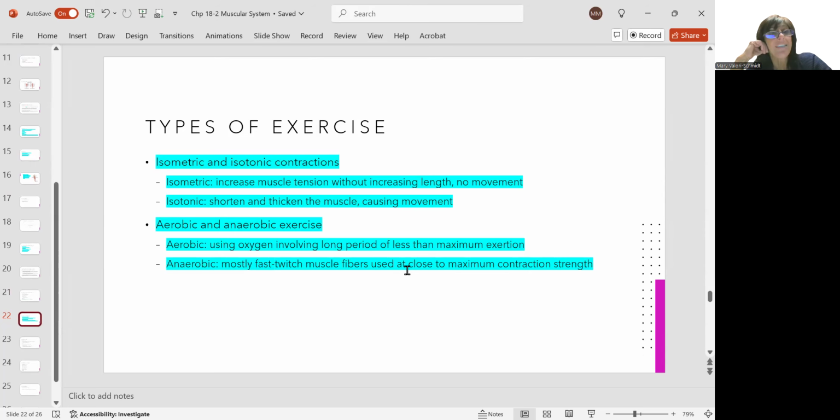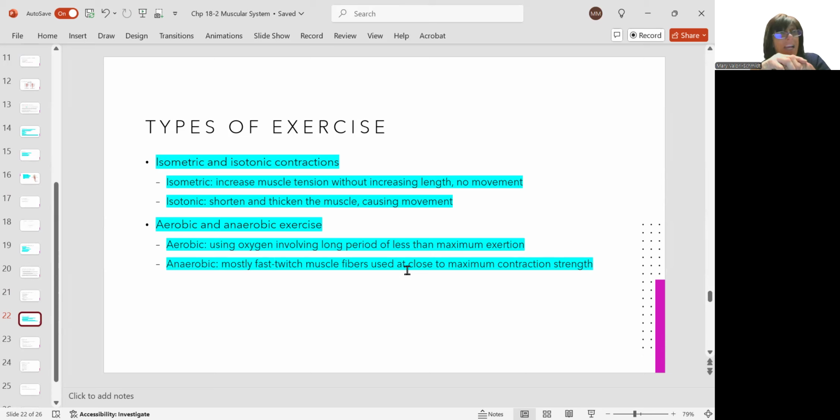Here's another thing about the isometric and isotonic. So remember, with isometric, there's no length change, no real movement. It's just tightening the muscles. Like I'm just sitting here and tightening my abs. Isotonic is where there's movement involved. The muscle is getting shorter and thicker, causing movement.